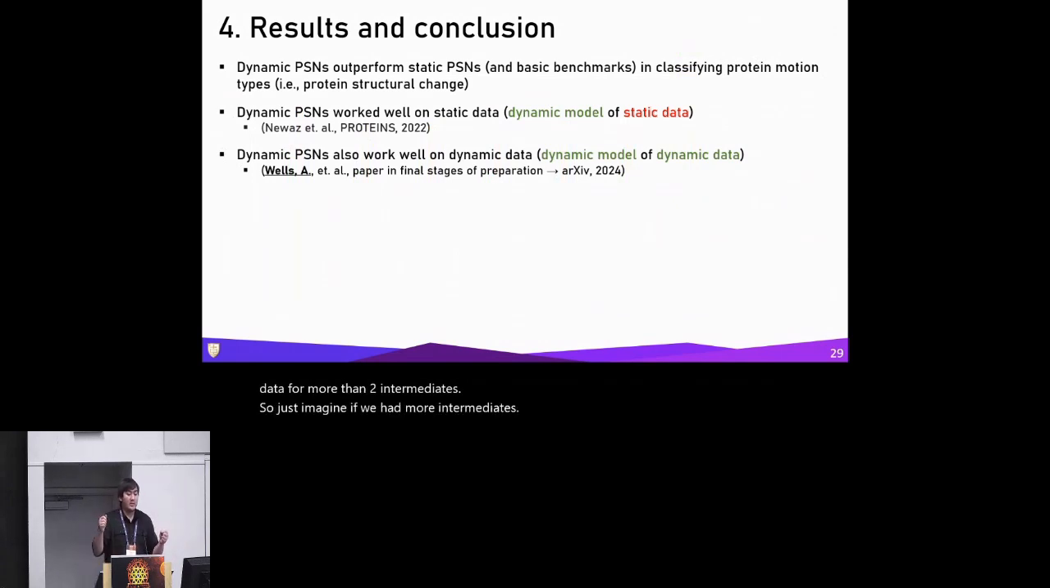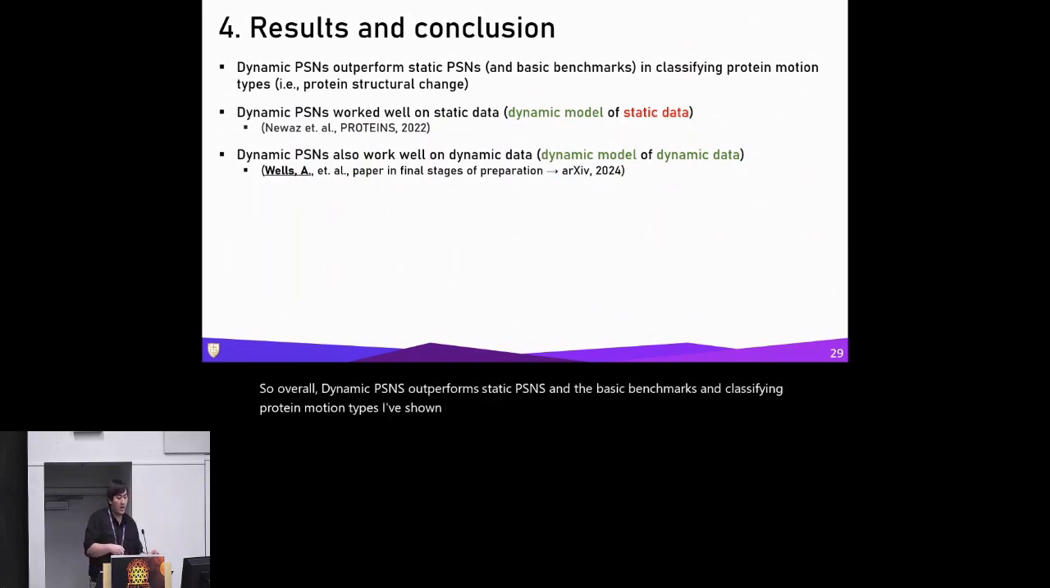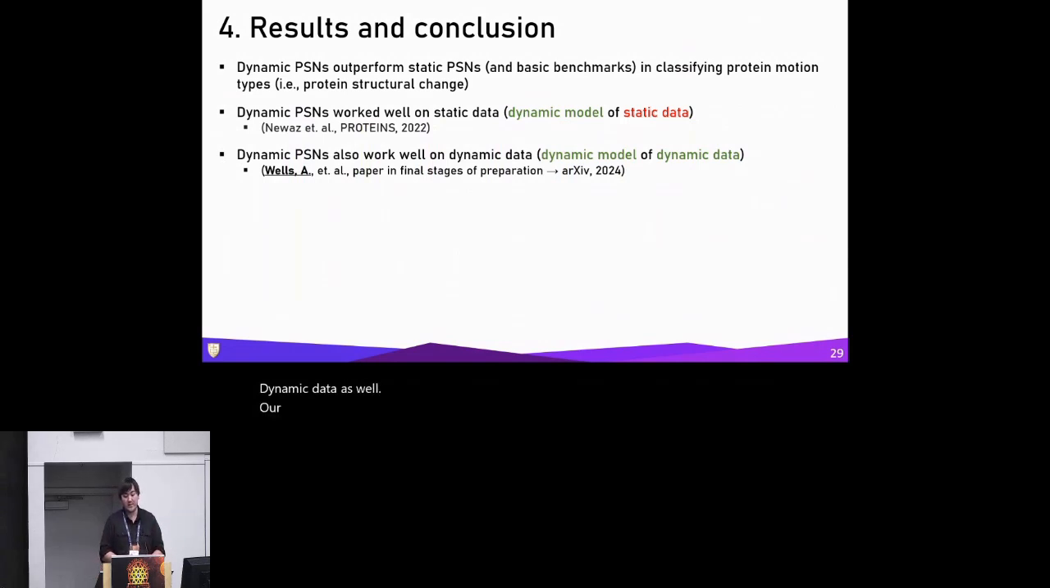So overall, dynamic PSNs outperform static PSNs and the basic benchmarks in classifying protein motion types. I've shown that our current work addressed that dynamic PSNs work well on static data, and hopefully today I've shown you that dynamic PSNs are great on dynamic data as well. Our results on protein motion classification and other rigorous analyses will be made available on arXiv as well, hopefully in the near future.